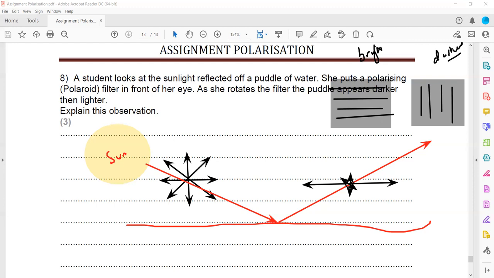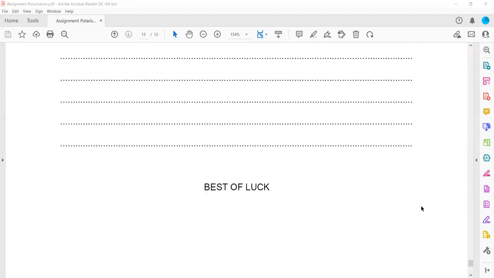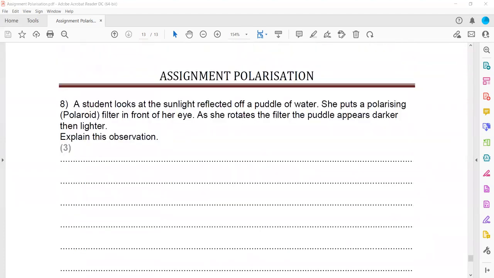Is it clear? Yes, sir. So similar question. So this was about the assignment related to polarization.